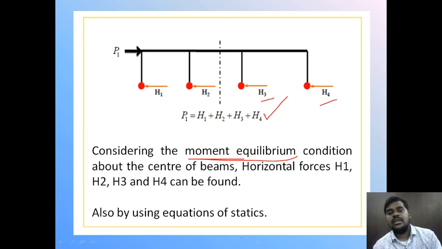Also by using the equations of statics, that is sigma Fx equal to 0, sigma Fy equal to 0 and sigma Fz equal to 0, and as this is only a two-dimensional planar structure, we only consider sigma Fx and sigma Fy equal to 0 and summation of moments equal to 0. By using these three equations of statics we can also find the horizontal and vertical forces acting in a column member and beam member, especially H1, H2, H3 and H4, using this particular approximate analysis method.